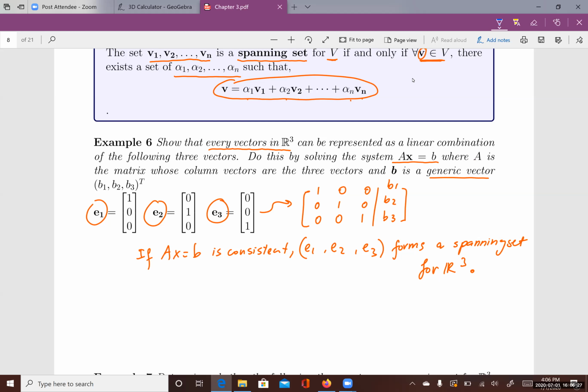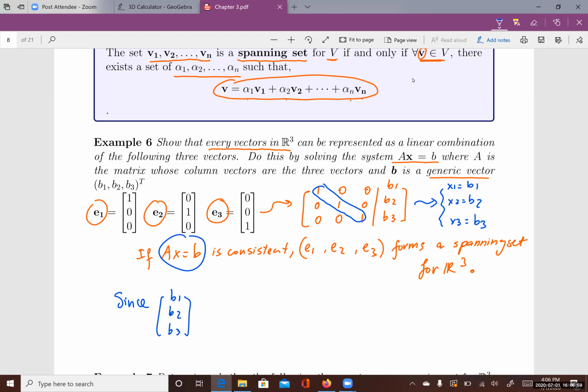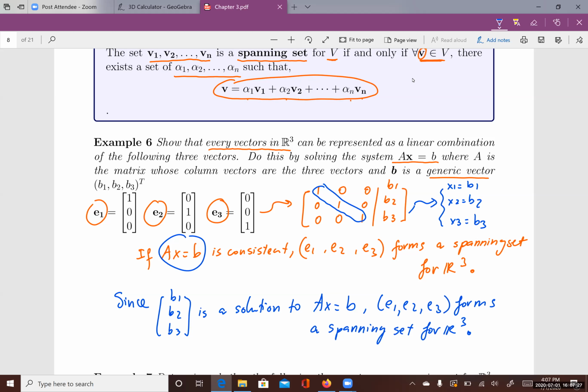It should be a straightforward task, because now I just need to solve this system, Ax equals b. This system is in the correct form already, with an identity matrix. Now I know that x1 equals b1, x2 equals b2, x3 equals b3. If I found at least one solution, that means my system is consistent, since b1, b2, b3 is a solution to the system Ax equals b, so e1, e2, e3 form a spanning set for R3. Put it in a system, solve for it, find at least one solution. That means these three vectors form a spanning set for R3.